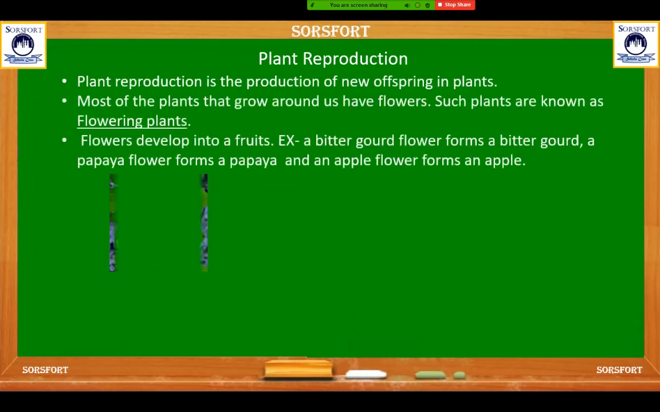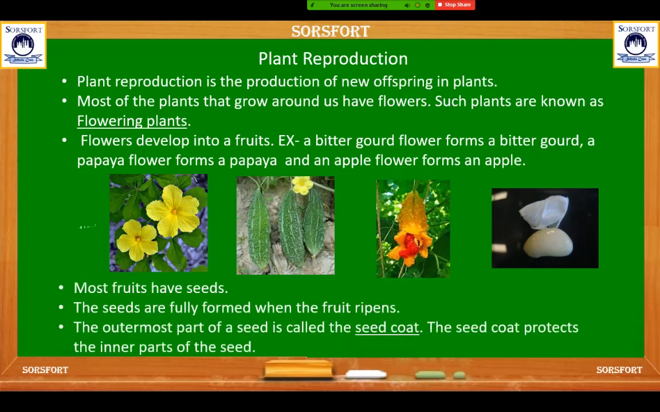Who will tell me what plant reproduction is? What do you mean by plant reproduction? Plant reproduction is the production of new offspring in the plants. Most of the plants that grow around us have flowers, of different colors and different types. Such plants are known as flowering plants. Plants that have flowers are known as flowering plants; those that don't have flowers are non-flowering plants.